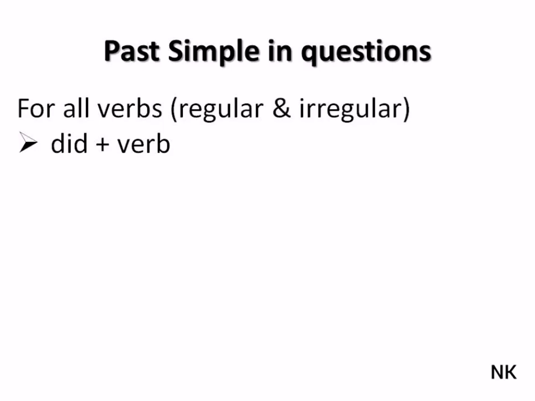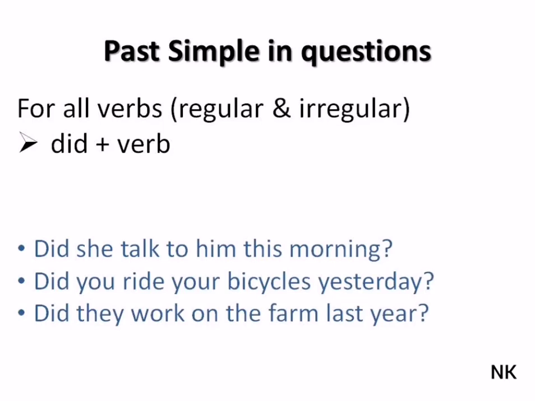Past simple in questions, for verbs, regular and irregular. We use the auxiliary verb to do. But we need the past simple tense, which is did, and the infinitive form of the verb. For example, did you talk to him this morning? Did you ride your bicycle yesterday? Did they work on the farm last year?